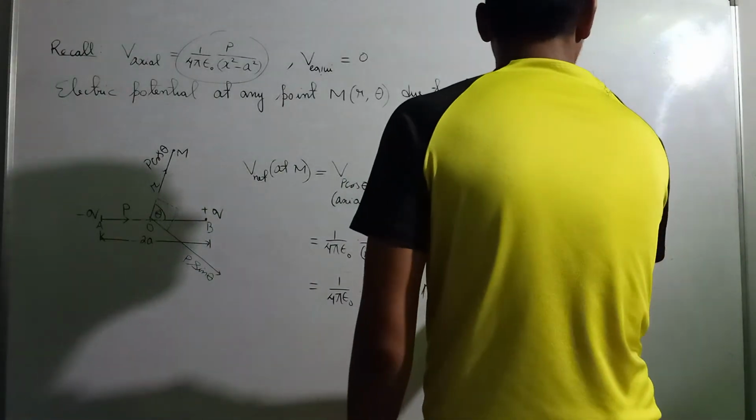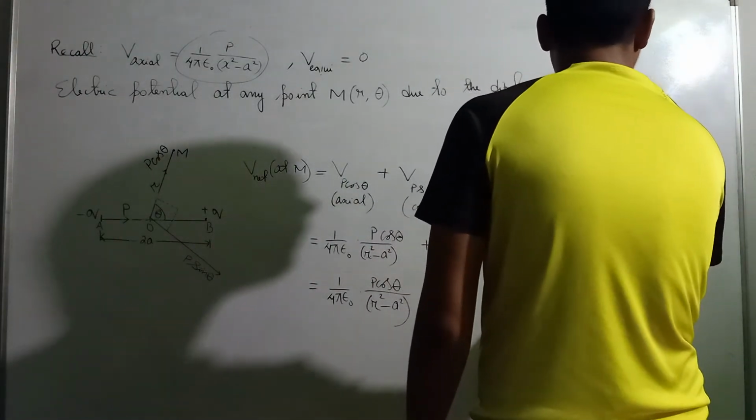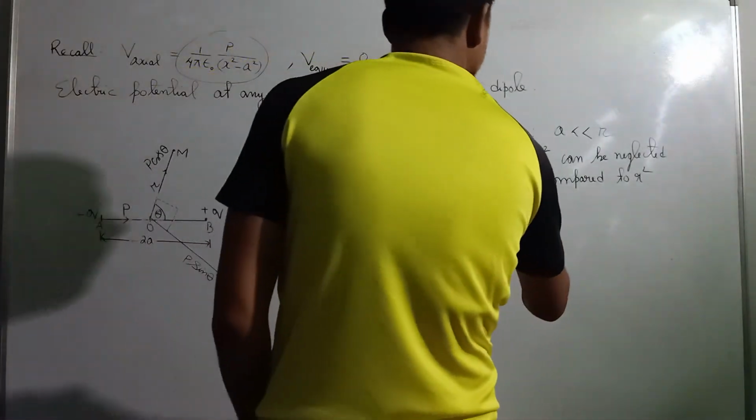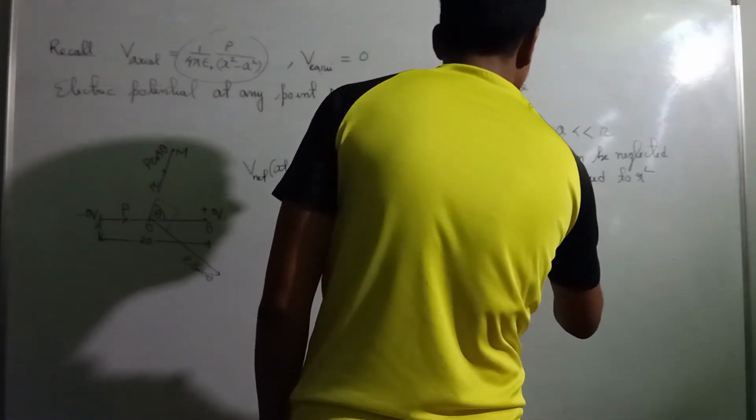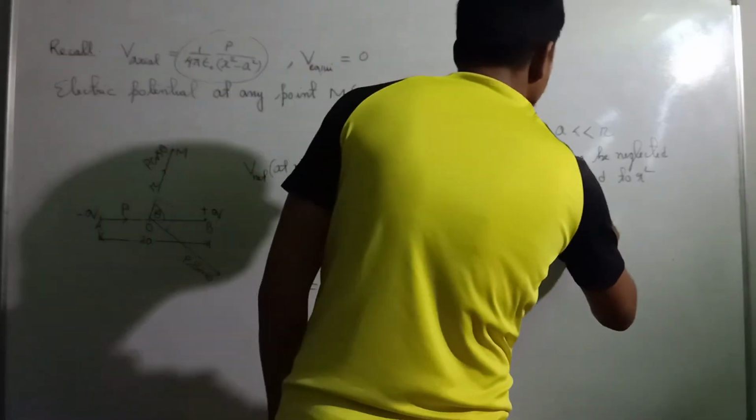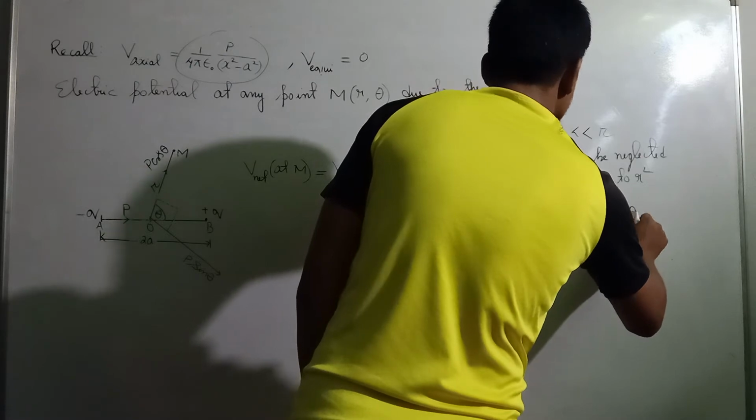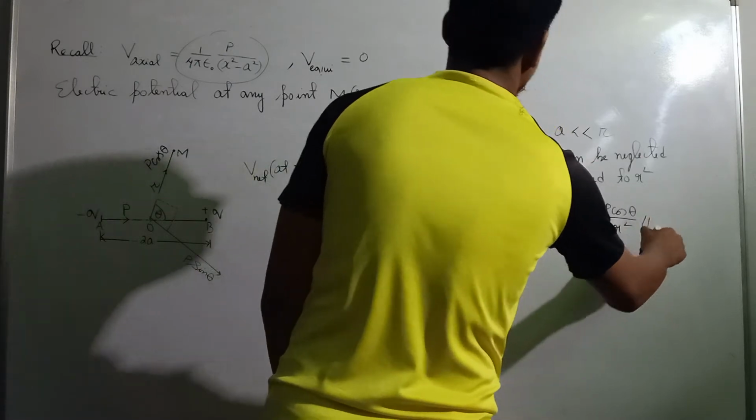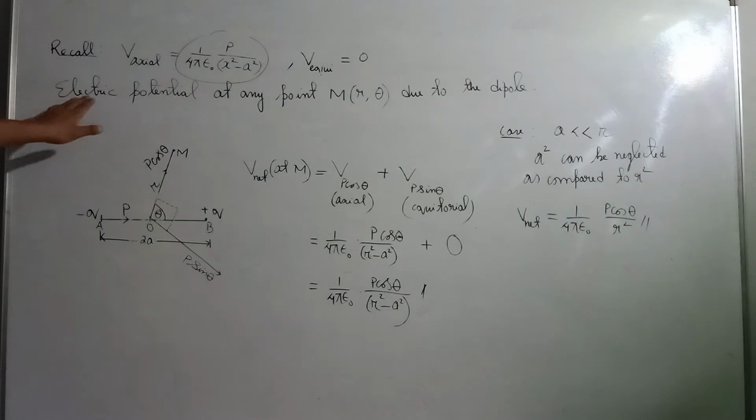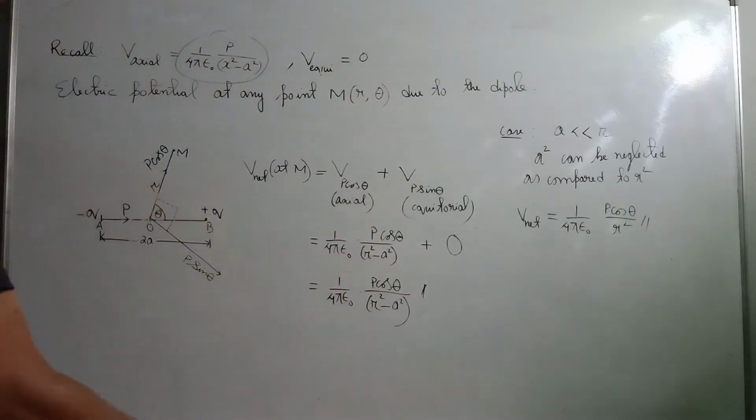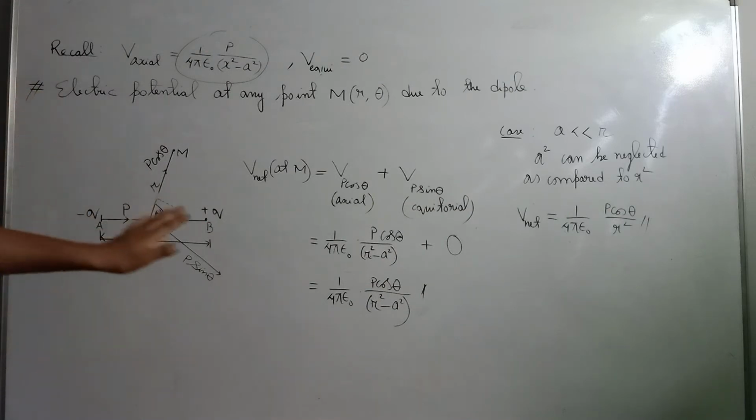as compared to r square. In that case, your net potential at the point M due to the dipole will be 1 by 4 pi epsilon naught P cos theta upon r square. That is the required relation for the electric potential at any point due to the dipole. So this is a very important relation for your examination point of view, okay? So you can just note it down.